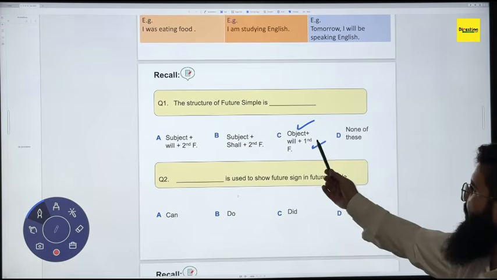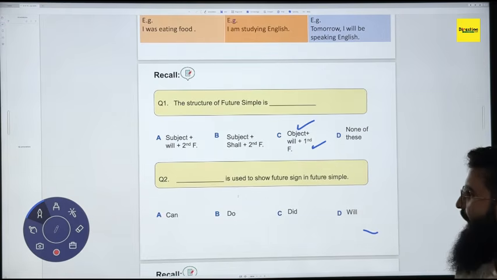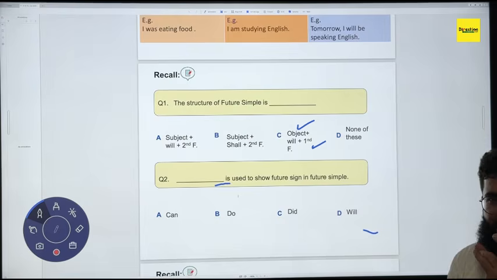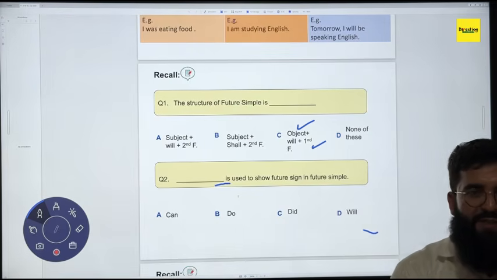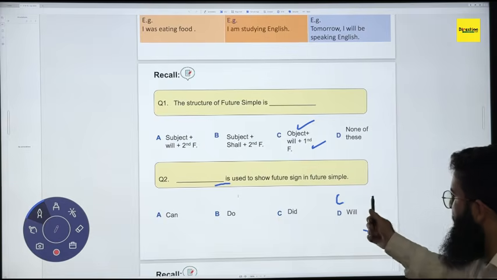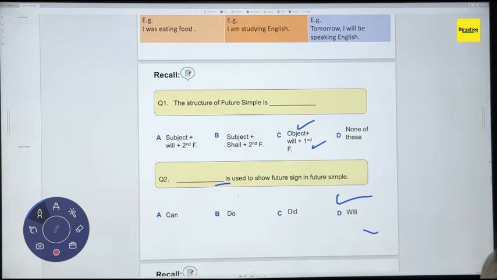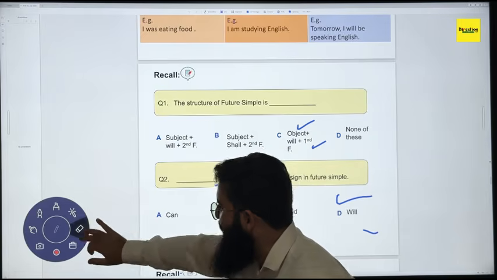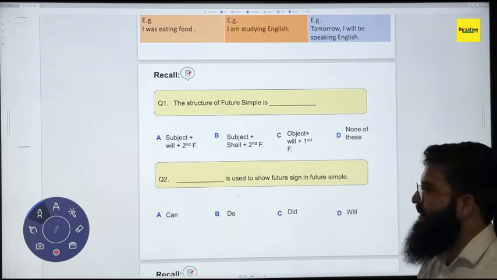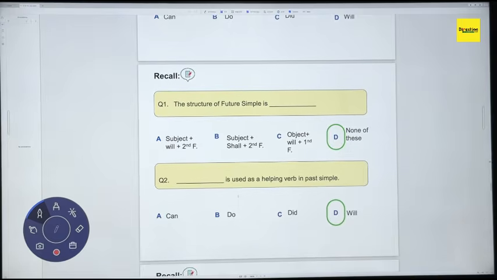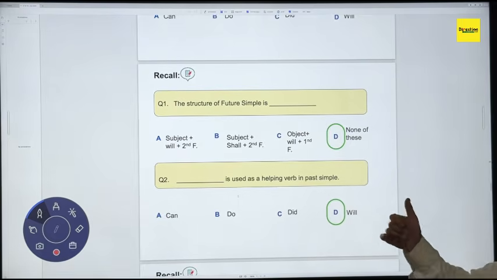So this was none of these. Now next is, dash is used to show future sign. Which is that one word that shows it is a future tense? Will, obviously. Where is the option? D option. Isn't this an easy question? But that will be easy only when you listen to this lecture. Okay. Moving ahead. Next question is to you. This was the answer. Is there any doubt here?